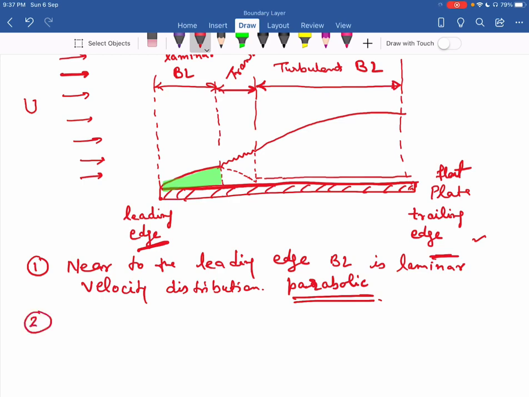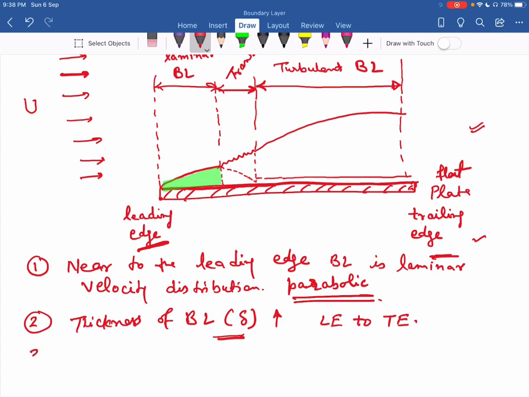Point two: the thickness of the boundary layer increases with distance from the leading edge. The thickness of the boundary layer is denoted by delta, and it goes on increasing as we move from the leading edge to the trailing edge, as you see in this diagram. This thickness is along the y direction, the vertical direction of the plate.